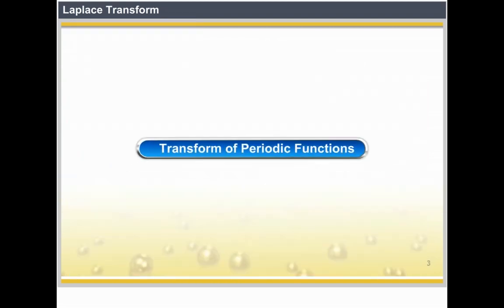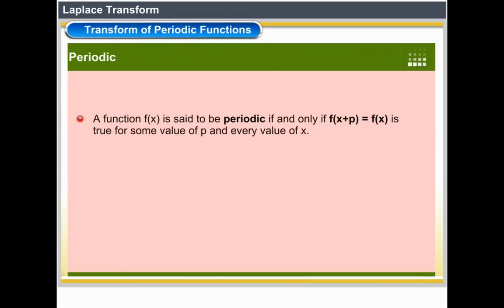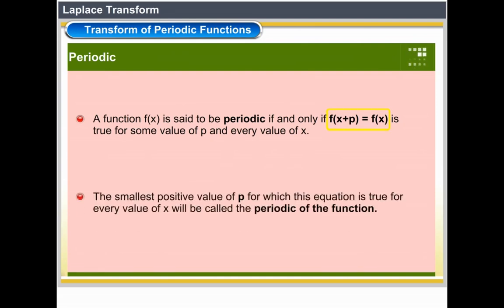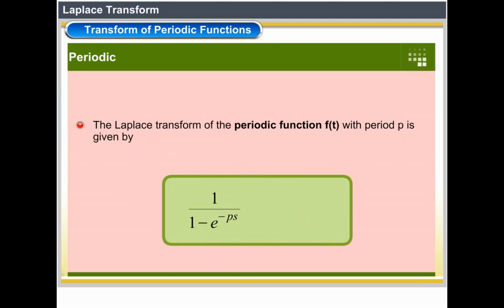Transform of periodic functions. Periodic: a function f of x is said to be periodic if and only if f of x plus p equals f of x is true for some value of p and every value of x. The smallest positive value of p for which this is true for every value of x will be called the period of the function. The Laplace transform of the periodic function f of t with period p is given by 1 by 1 minus e power minus ps, integral 0 to p e power minus st f of t into dt.